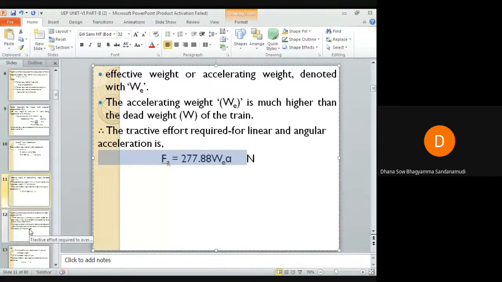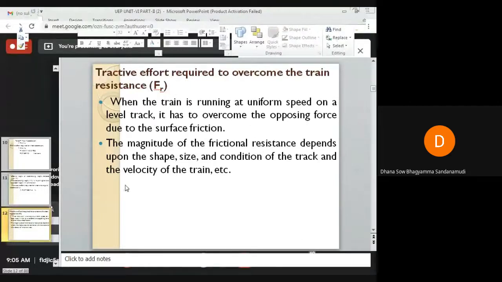Now let us see the tractive effort required to overcome the train resistance, Fr. We have calculated Fa. Let us calculate Fr.